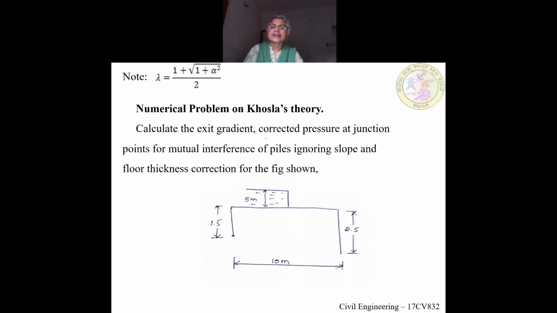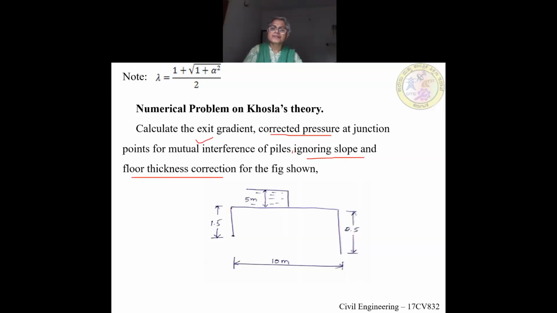Calculate the exit gradient and corrected pressure. You have to correct the pressure at the junction points for mutual interference of piles. How to apply the corrections, and the formula for applying the correction, was also discussed in the previous slides. Ignoring slope and floor thickness corrections. There are other two types of corrections, so it is asked to ignore those, and you have to apply only one correction.